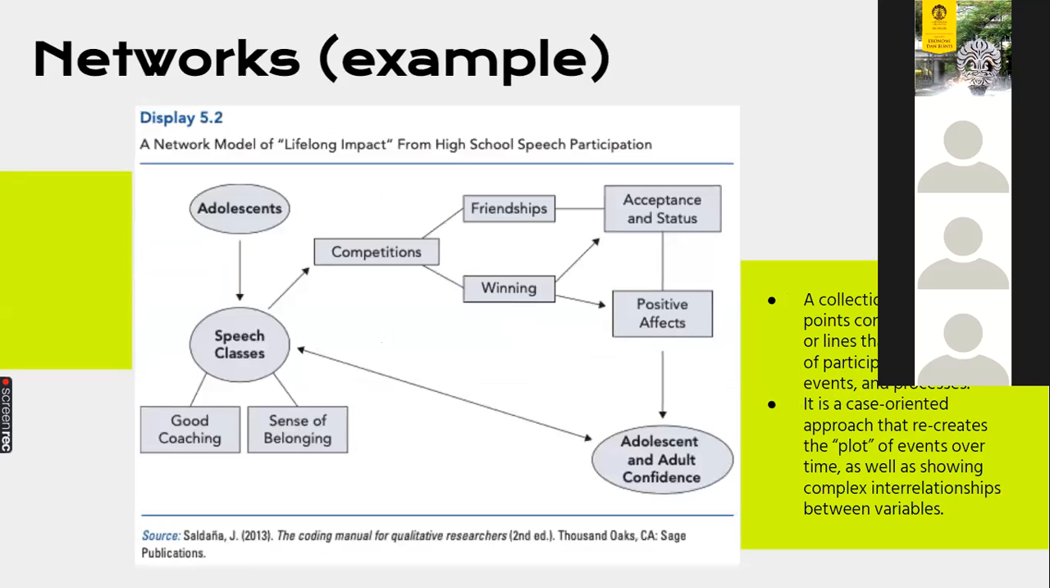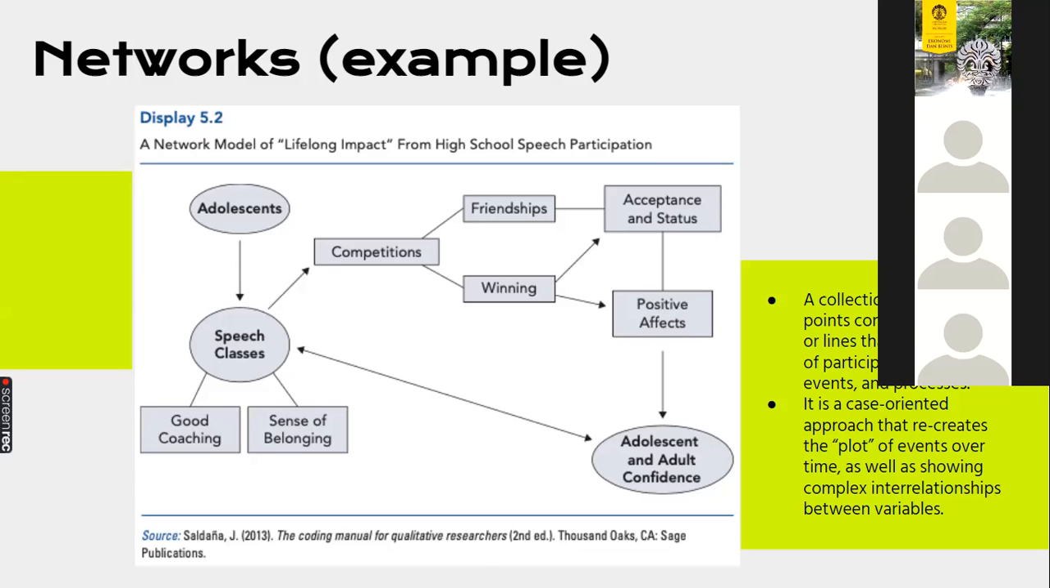And then here we also have the example for network. As I said before, a network is a collection of nodes or points connected by links or lines that display streams of participants, actions, events, and processes. So networks lend themselves well to a case-oriented approach that recreates the plot of events over time, as well as showing complex interrelationships between the variables.